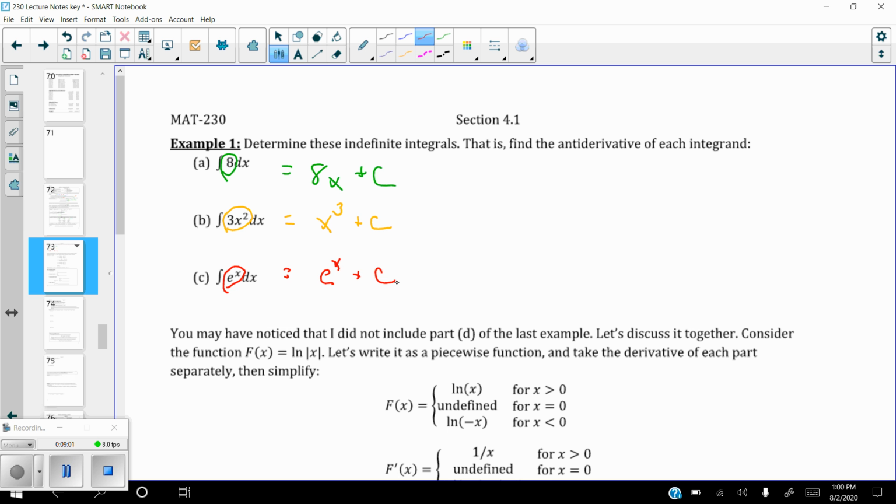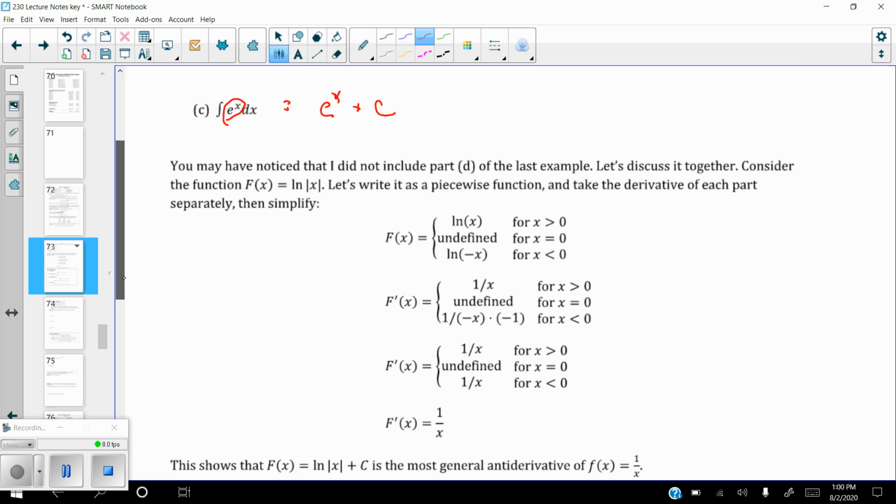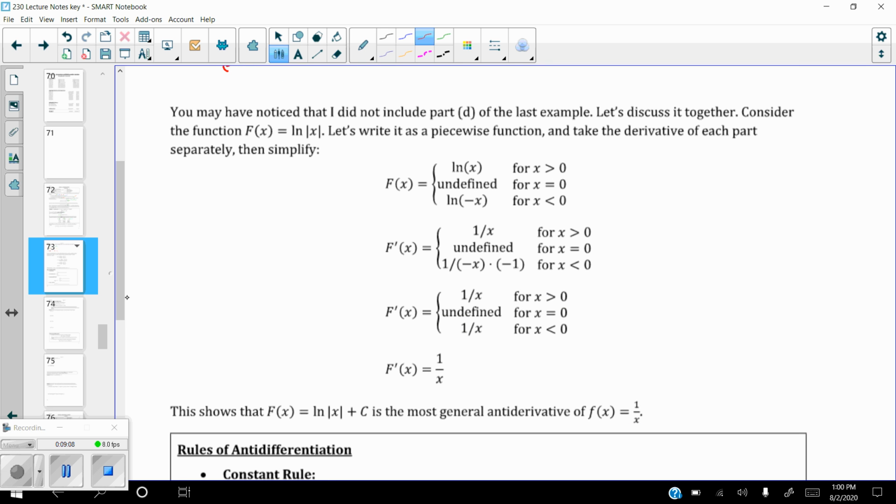All right, now there is a part D that I did not do up at the top there because I want to break this one down just a little bit more for you guys. So let's discuss part D. We are given that the function capital F of x is the natural log of the absolute value of x. So if we write that as a piecewise function, which is what we see here, that means it's the natural log of x when x is greater than 0. It's undefined when x equals 0. And it's the natural log of negative x when x is less than 0.